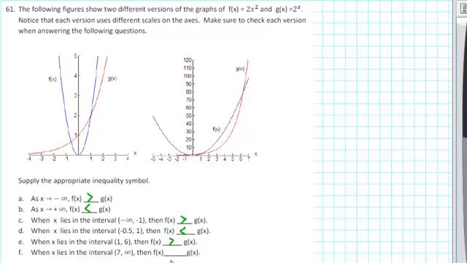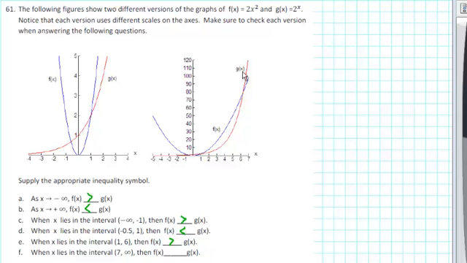Finally, for part F, we want to determine whether f of x is less than or greater than g of x when x lies in the interval from 7 to infinity. Well, our first figure does not go beyond x equals 7. The second figure does not go beyond x equals 7.